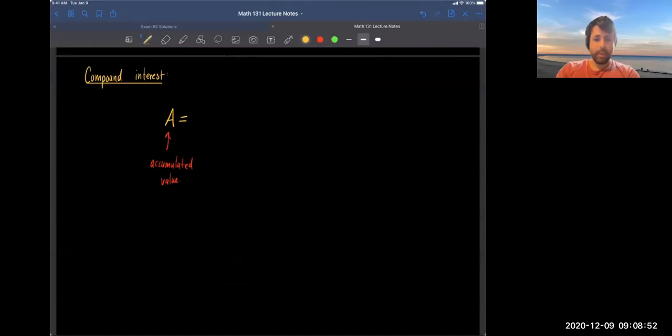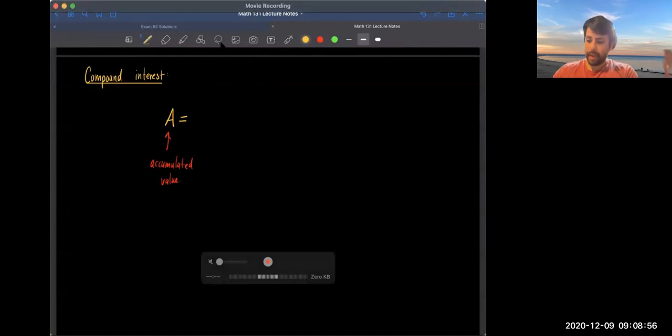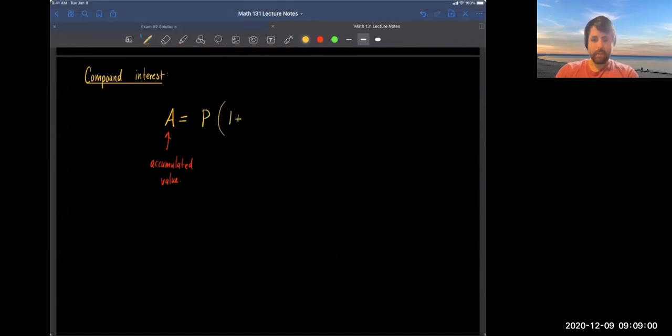The principal amount, which is P, times 1 plus what? It's rate raised to the t, which is time. But with compound interest, it's going to be rate over n, to the nt. What is r? R is the annual interest rate.